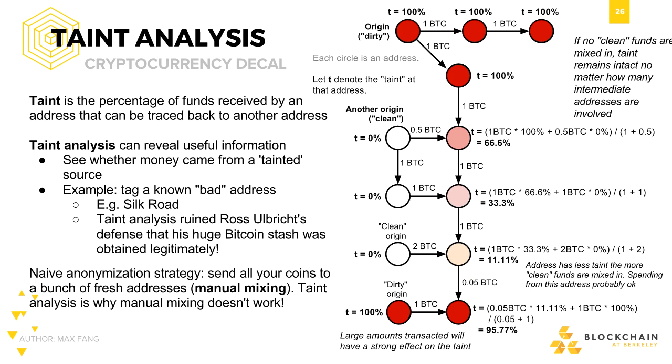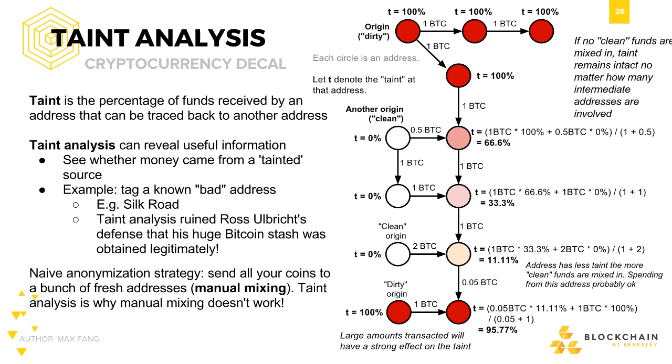And that's actually what foiled Ross Ulbricht's defense, that he obtained all his Bitcoin legitimately. In court he said, here's all my money, I got this through legal means, and then they just got the Silk Road addresses, propagated the taint from there, and saw that it was 100% taint from Silk Road. Not very smart.